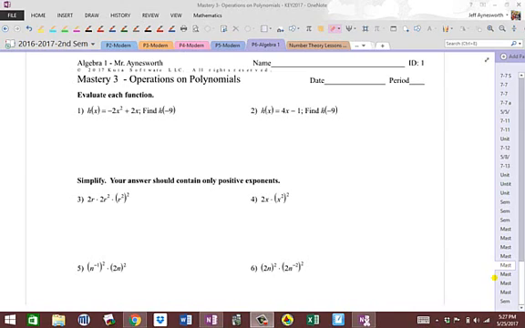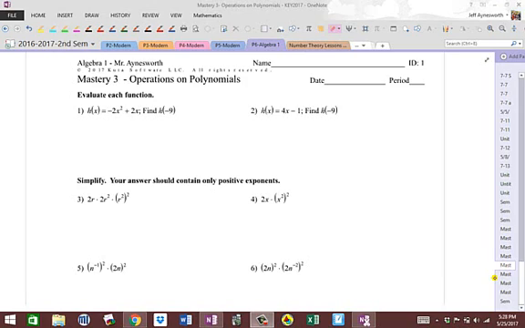Hey everybody, this is Mr. Ainsworth, and we're going to get into mastery number 3 on operations on polynomials. What we're going to do is go through all the basics here. So do your best, work with me here, check your work, and let's master these concepts because they're not too hard. We can handle this. All right, here we go.